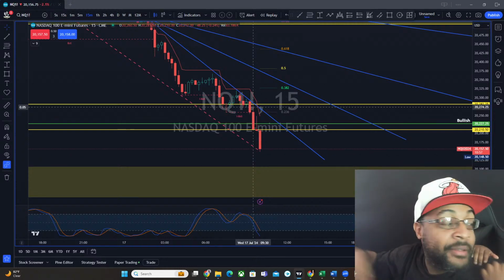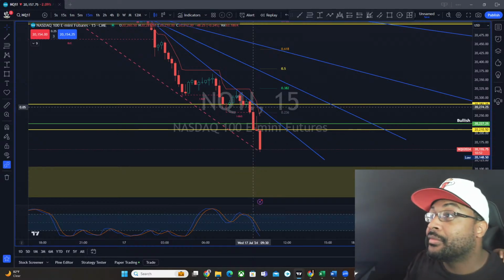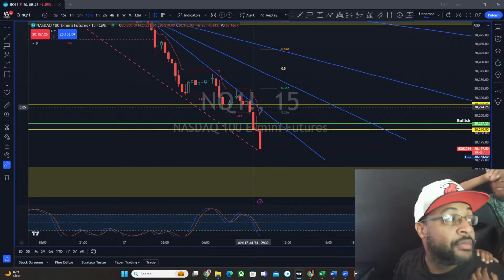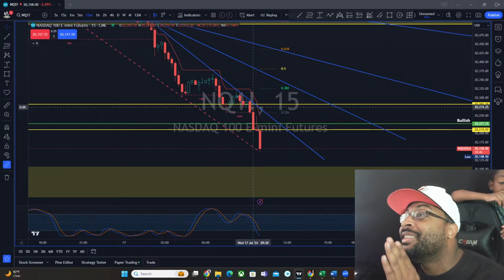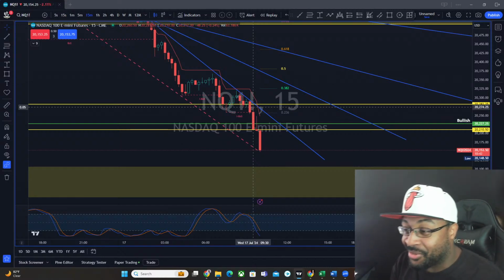Come on, 148. Almost to the target level. They just bounced it right there. Good thing these are runners.